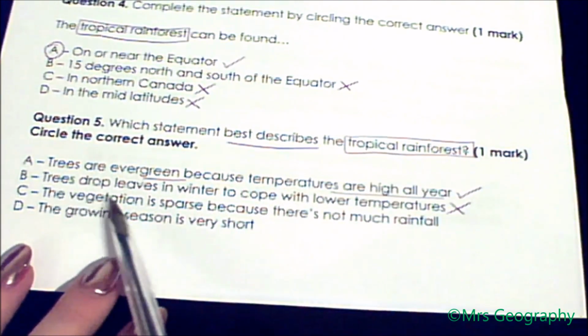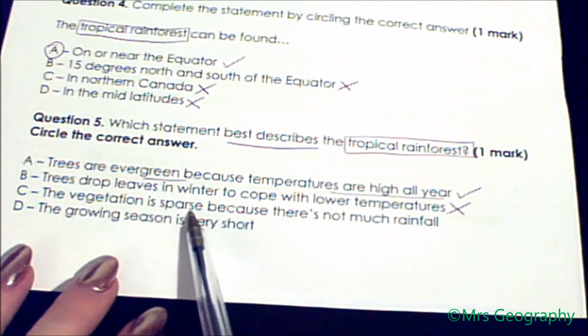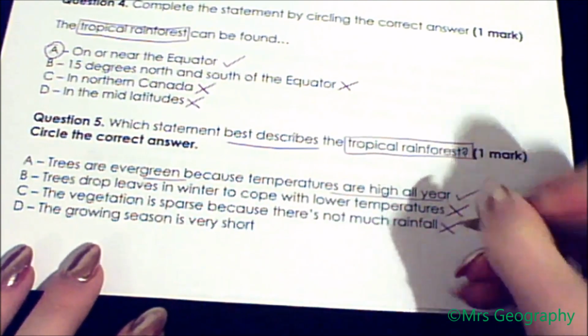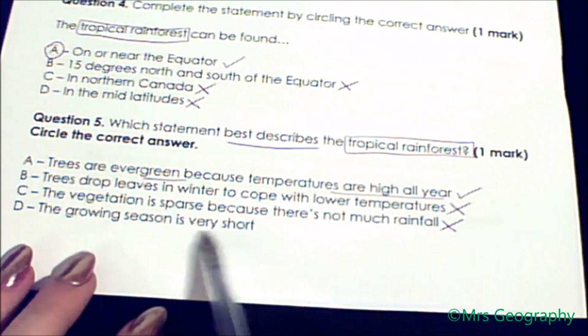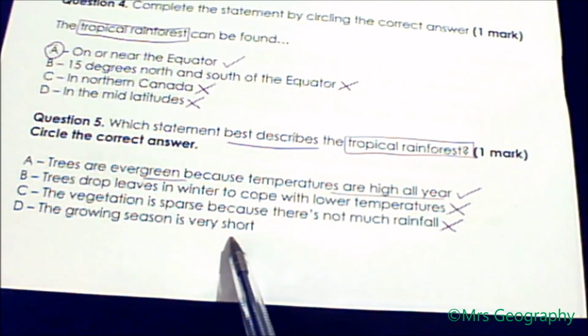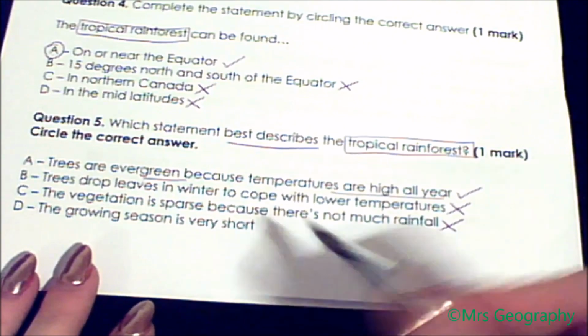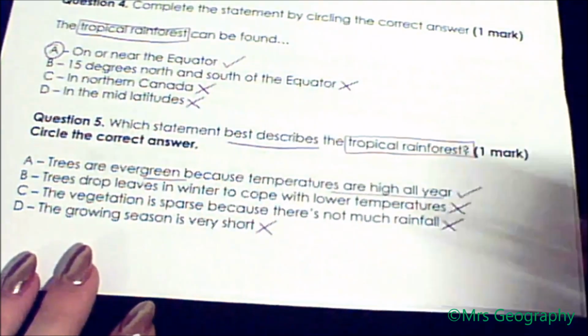We know that the vegetation is sparse. So sparse just means there's not a lot of it. Well, we know there's loads of trees in the tropical rainforest. So it can't be that one. And the growing season is short. Well, we know that trees grow all year round in the tropical rainforest, so it can't be that one either. So your answer is A.